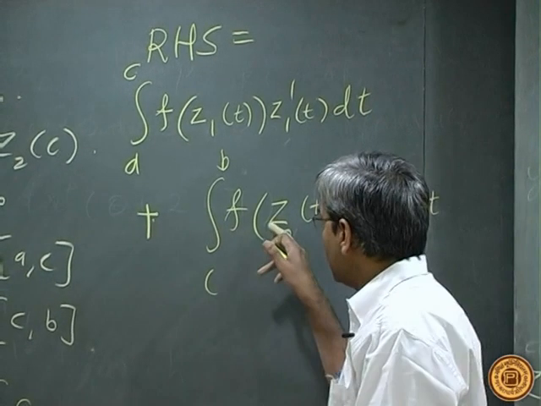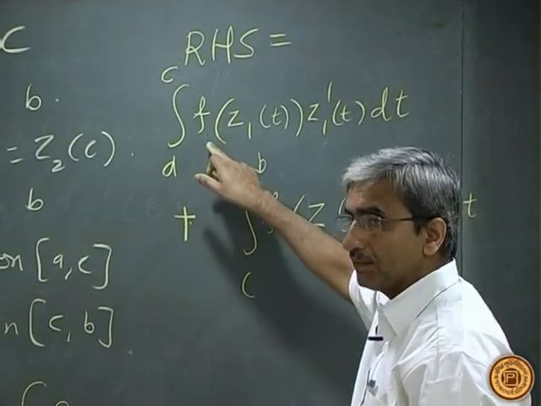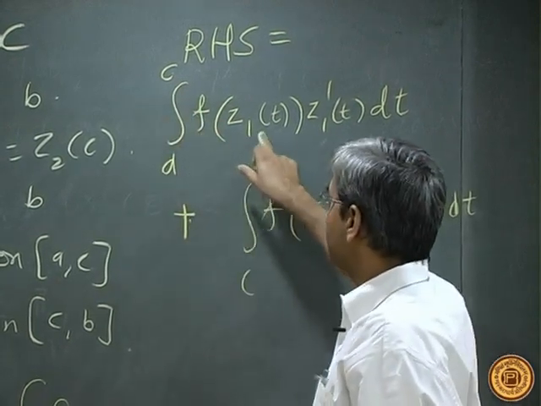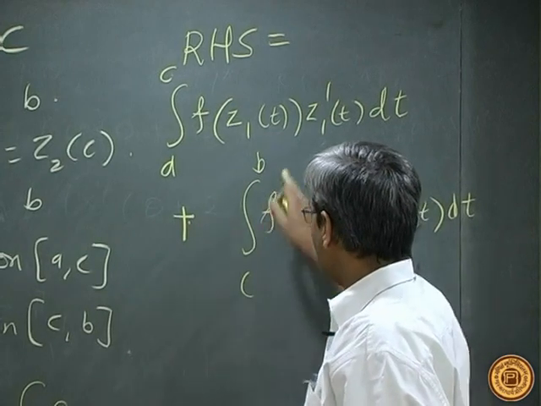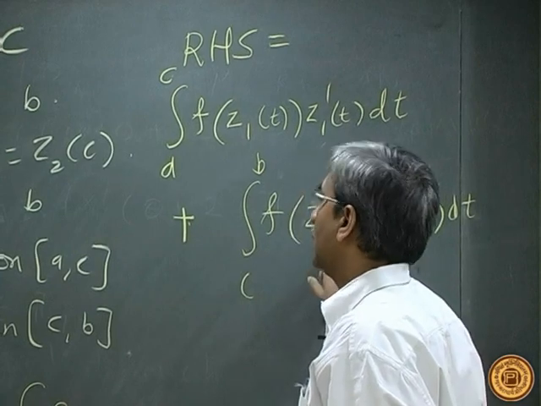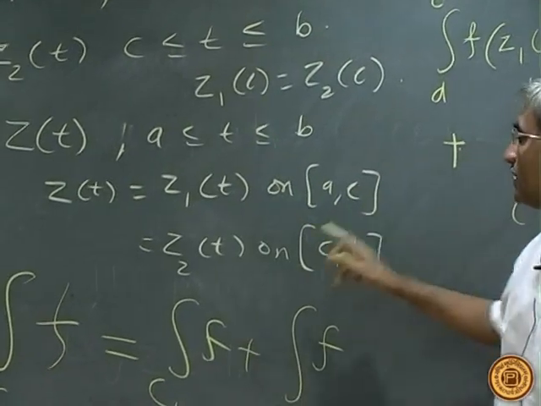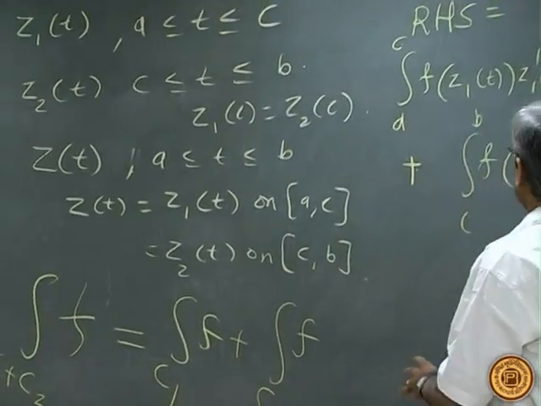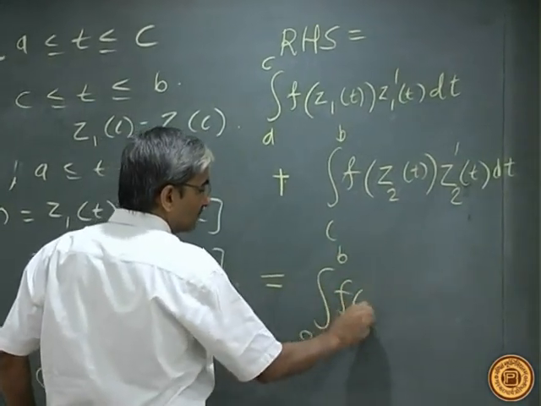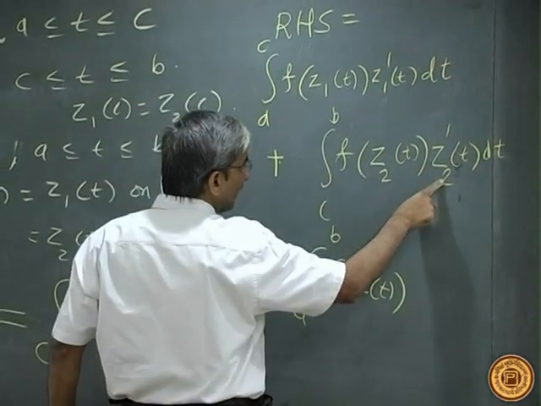What will be the point at which f will apply? So on AC f is applied on Z1, and on CB f is applied to Z2(t), but that is how we have defined z(t). See this, z(t) is Z1(t) on this and Z2(t) on this. So this means that if I write A to B f of z(t), it is exactly these two, but Z1 and Z2 dash t is Z dash t.